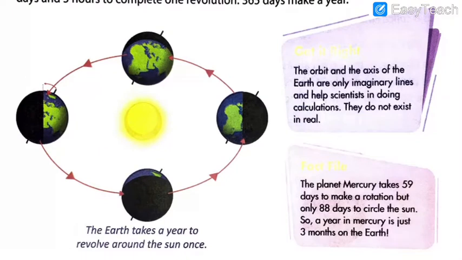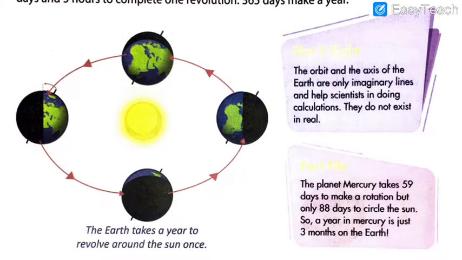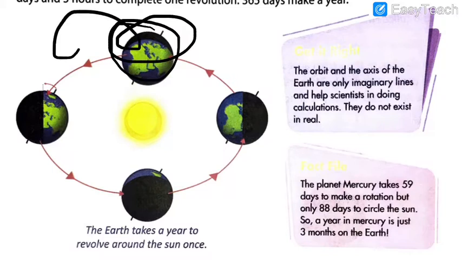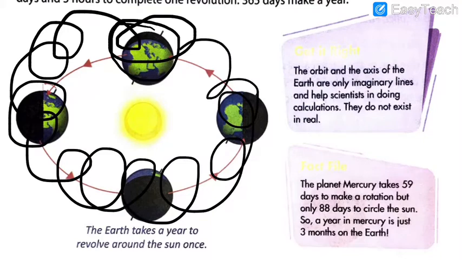Now you can see that Earth is moving from one end to another, and so on and so forth. This way Earth revolves around the Sun. So when the Earth goes around the Sun, that movement is called revolution. So my dear students, Earth not only moves on the same place, but it also moves round and round and round, and around the Sun as well.